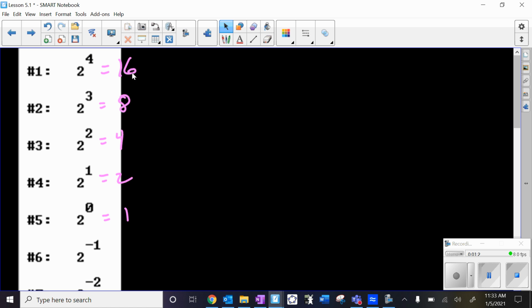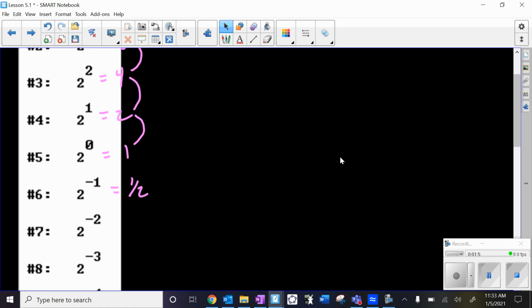If I look at my relationship going from 16 to 8, I'm dividing by 2. 8 divided by 2 gets me 4. 4 divided by 2 gets me 2. And then 2 divided by 2 gets me 1. So anything to the 0 power is going to be 1. We can keep going with this same pattern. 2 to the negative first is really going to be 1/2 if I divide by 2.